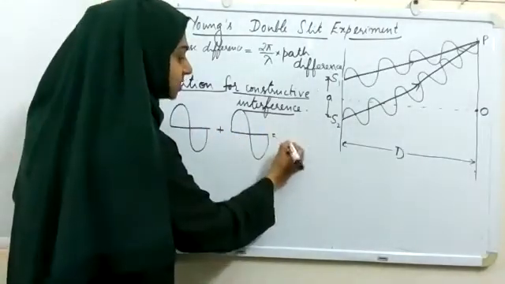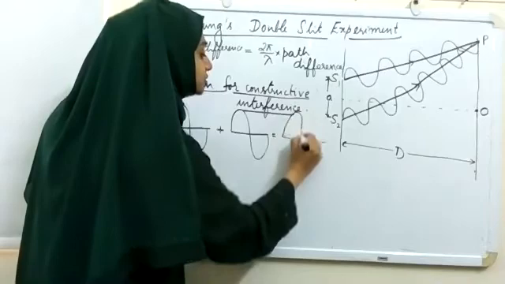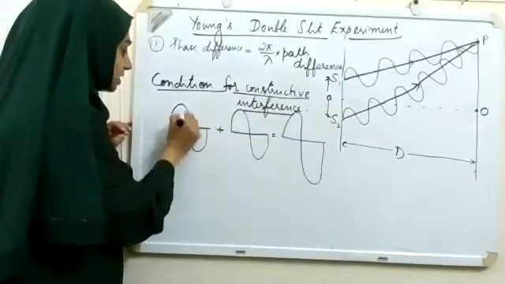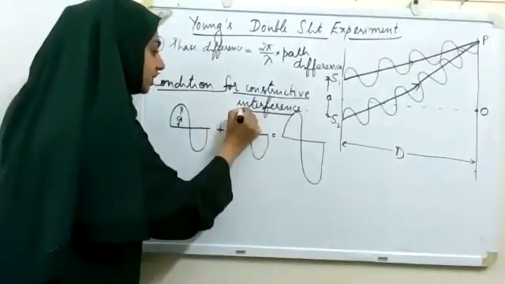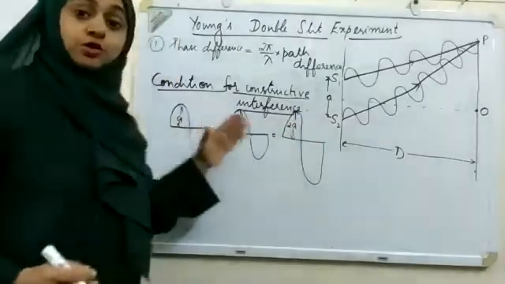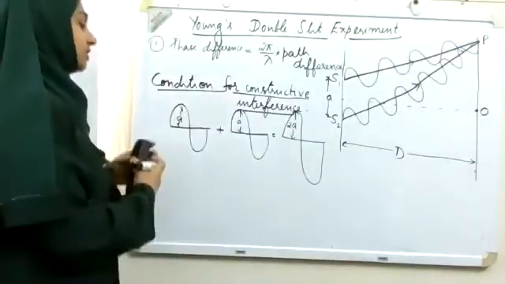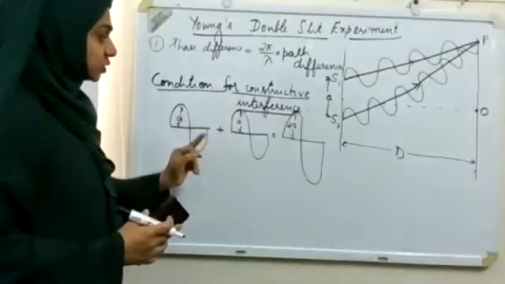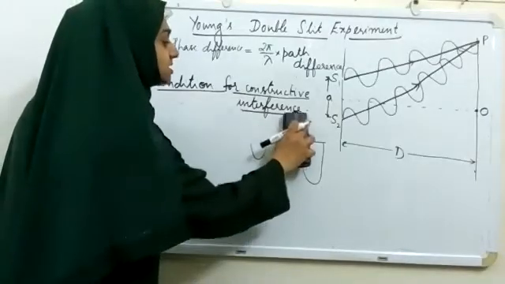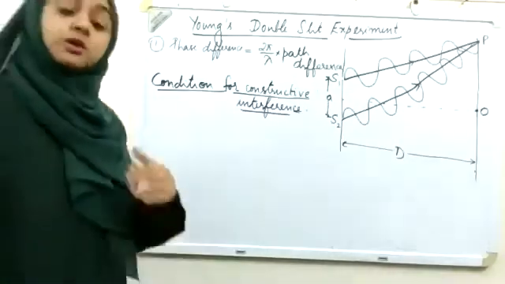So when they superpose, their amplitudes add up and you will get a very large wave. If this is A and this is A, what you will have here will be 2A, or you will see a bright light in that region. That is called constructive interference. For constructive interference to happen, they should be in phase, which means the phase difference, or the difference in angle, should be equal to 0.